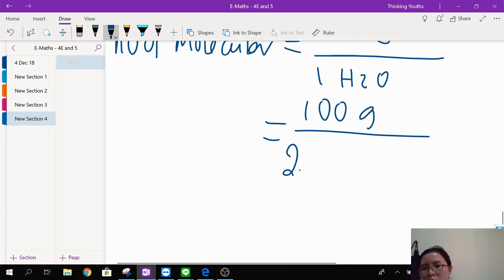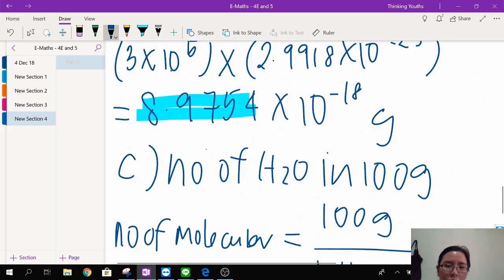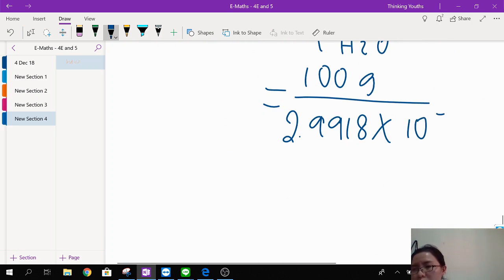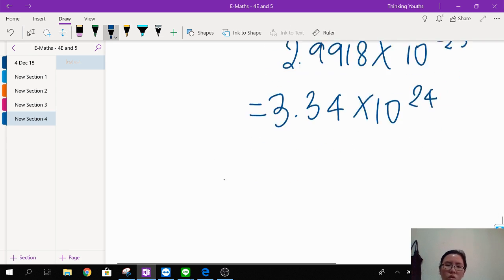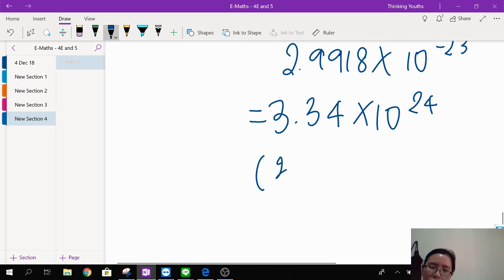2.9918 times 10 the power of negative 23. So 100 divided by 2.9918 times 10 the power of negative 23. This will give you 3.34 times 10 the power of 24. Okay, so this is a round off answer, so must round off to 3 significant figures.